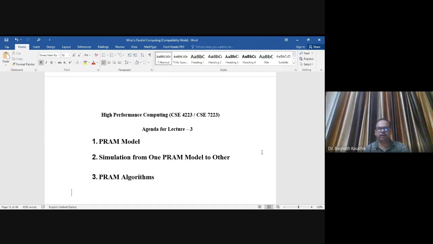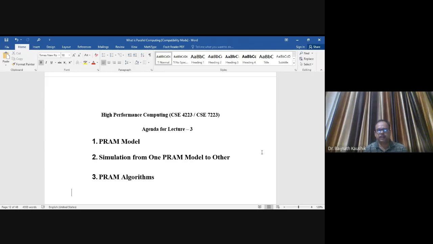And moving on, on the second topic, I will give you a brief explanation of how an algorithm designed for one PRAM model can also run on another PRAM model, what the time complexity is when a PRAM algorithm runs from one platform to another, and whether the complexity of the algorithm is different from the time complexity of an algorithm designed for another model of PRAM.